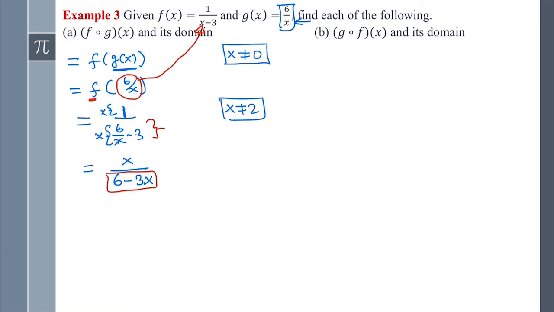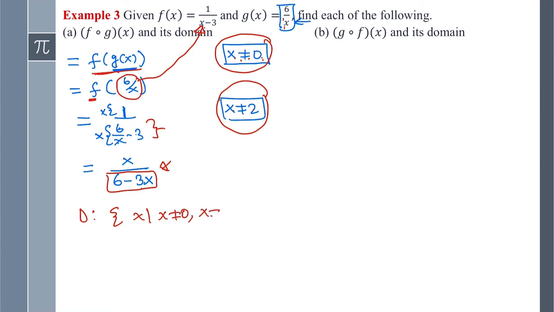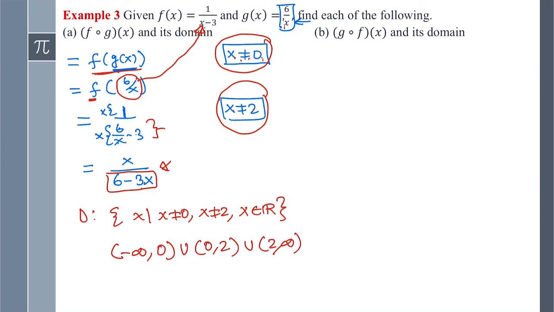So now when you write the domain, we have to consider the domain of the inside function and the domain of the composition. That means x cannot be 0 because for this composition, first x has to go through g and 0 cannot go through g. So that means 0 is not in the domain. And for the final composition, x cannot be 2 because it gives us this whole expression as x over 0. So the domain of this function in set builder form, we can write as x such that x is not equal to 0 and x is not equal to 2 and x is a real number. Or we can write that in interval notation as negative infinity to 0, union 0 to 2, union 2 to infinity. Okay, now let's go ahead and find the composition of g and f.